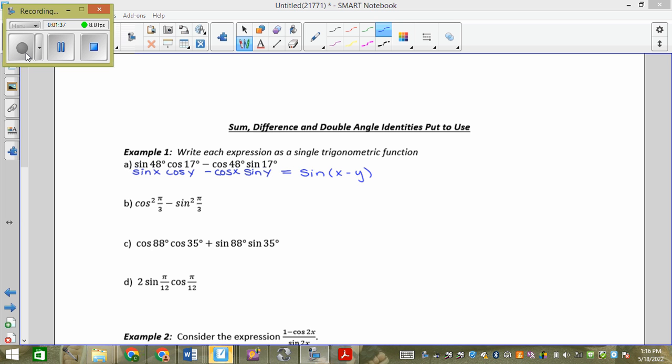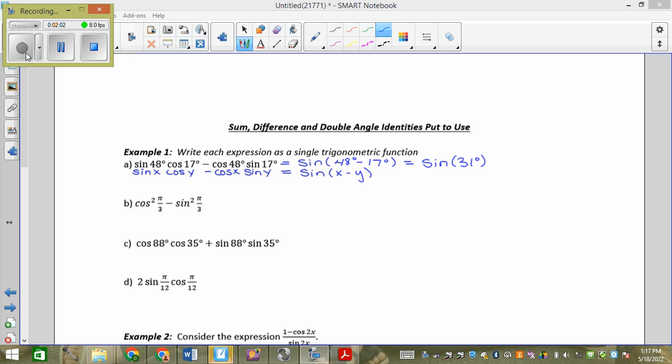Now, all we need to do is fill in the x's and y's. So this equals sine, and what was x? 48 degrees. Minus what was y? 17 degrees. So what did we get an answer of? Sine of 31. And that's what they're going to look for as a multiple choice answer.